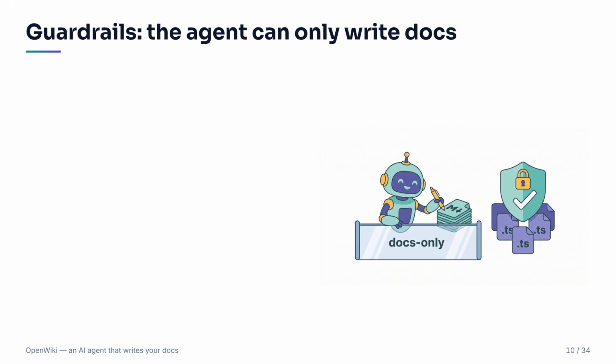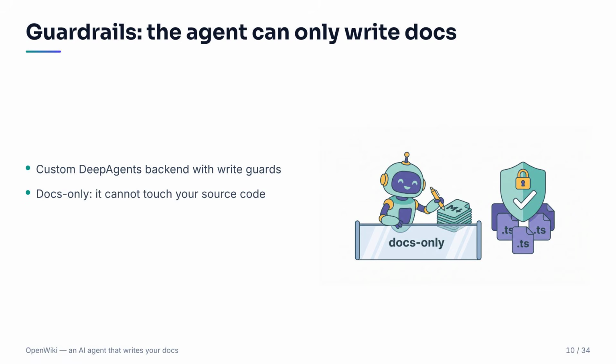Here's my favorite design decision, guardrails. OpenWiki extends the DeepAgents shell backend with explicit write guards, so the agent is docs only. It literally cannot touch your source code. It sees the repo through virtual paths. Its output is capped, and every command it runs is time-boxed. You get an agent with just enough power to do its job.